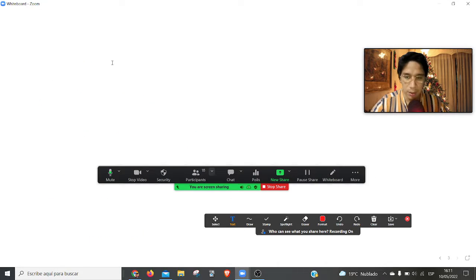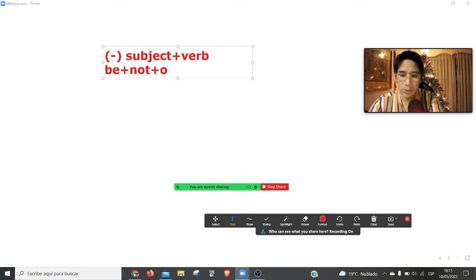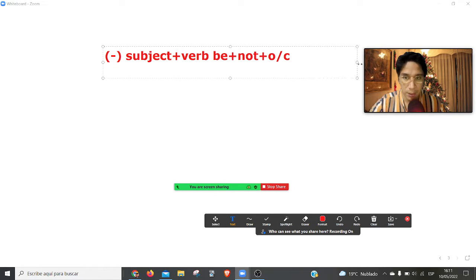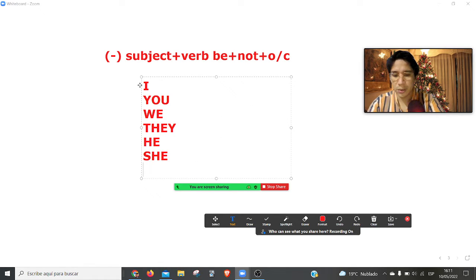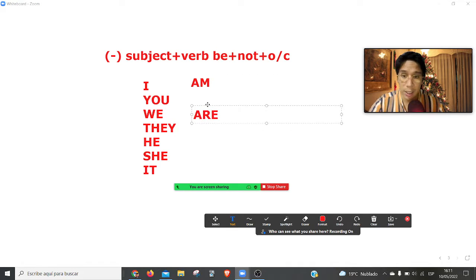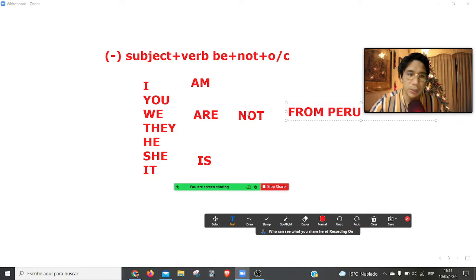But then, we have the negative because that is a positive. In the negative form, we just need to add not. Por ejemplo, tenemos el subject plus the verb plus not plus the object or complement. ¿Ok? Entonces ya sabemos el subject: I, you, we, they, he, she, it. Mi verbo to be, ya sé que la forma del be es am, are, is. Great. Plus not, and then from Peru. So I am not from Peru. You are not from Peru.